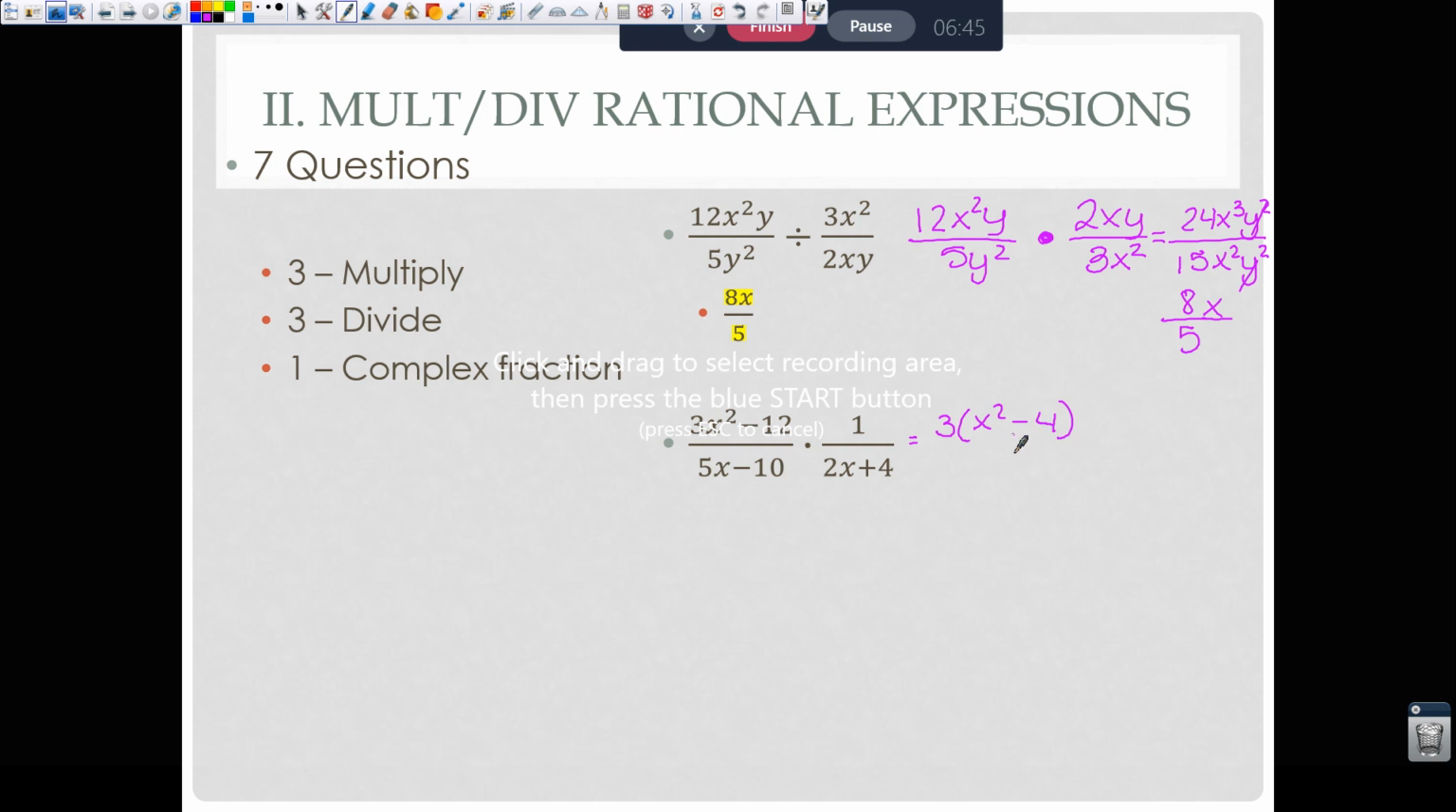Okay, this should look familiar. We did this earlier. So we're going to come back to that though. So we have 5x minus 10. I can factor out a 5. So this becomes x minus 2. Okay, so my 1 is going to remain 1. Okay, so now I have 2x plus 4. I can factor out a 2. So this becomes x plus 2. Okay, so now let's come back to this x squared minus 4. Remember earlier we factored this because it's a perfect square binomial. So it would be x plus 2 and x minus 2.